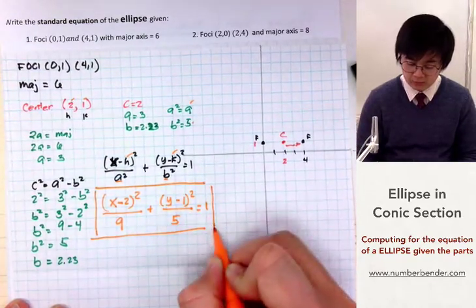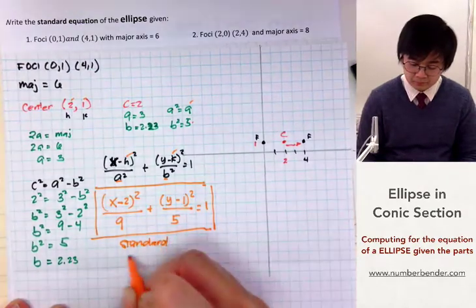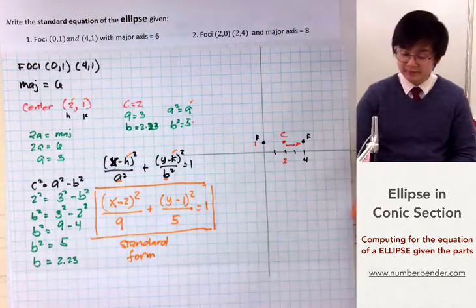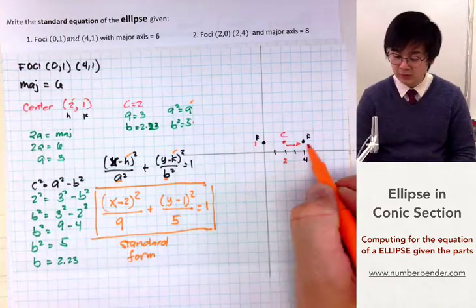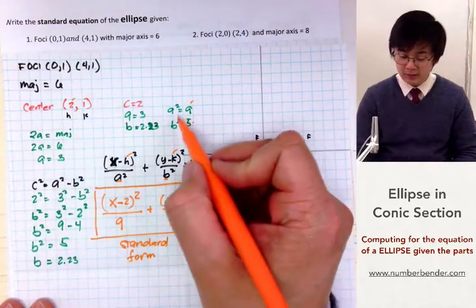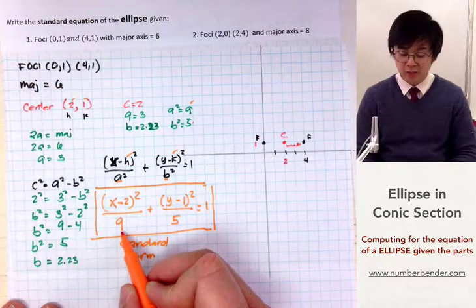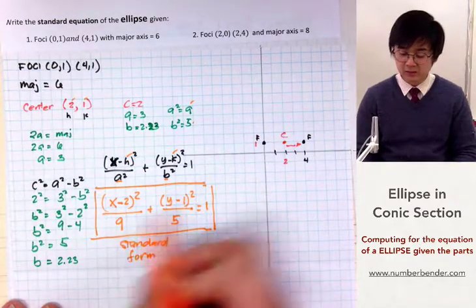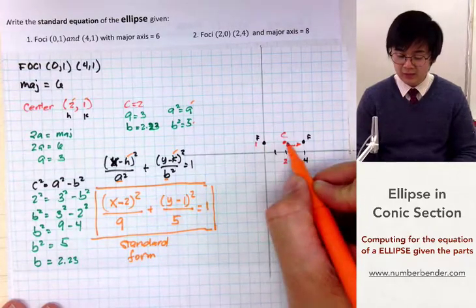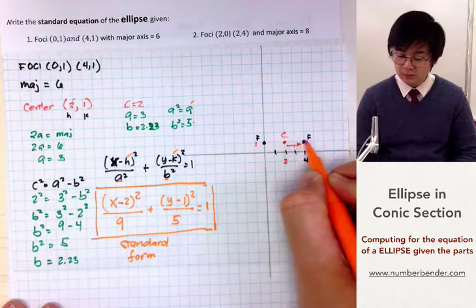And this is our standard equation of our ellipse. Now to complete our graph, since we already have the focus over here, let's just find the vertex by using the denominators of our equation. So since x has a denominator of 9, that means from the center going to the left and going to the right, we'll count 3 units because square root of 9 is 3. So we have 1, 2, 3.